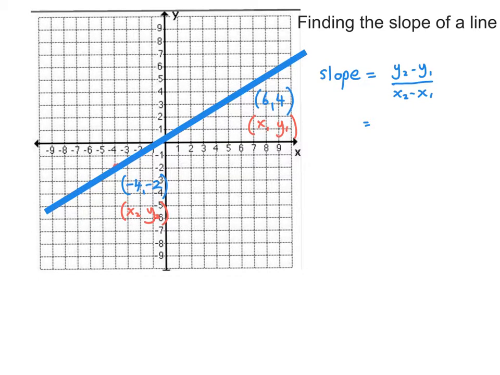So y2 minus y1 would be the negative 2 minus the 4. And x2 minus x1 will be the negative 4 minus the 6. Okay, so on top we get negative 2 minus 4 is negative 6. On the bottom, negative 4 minus 6 is negative 10. The negatives cancel out, and they each divide by 2, and we get 3/5, the slope between those two points.